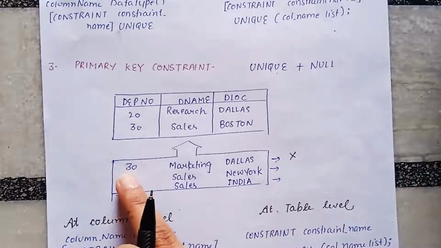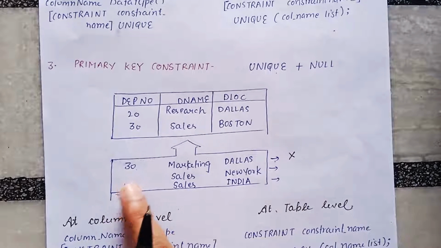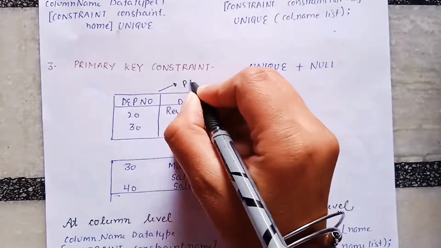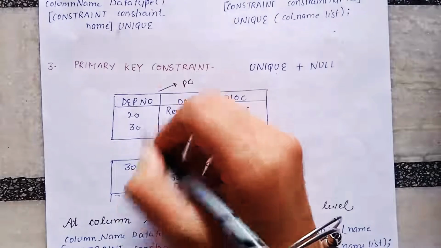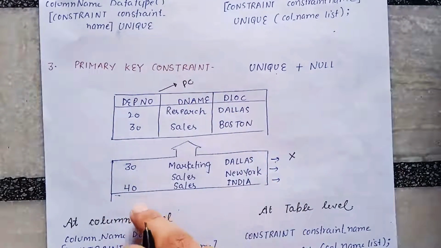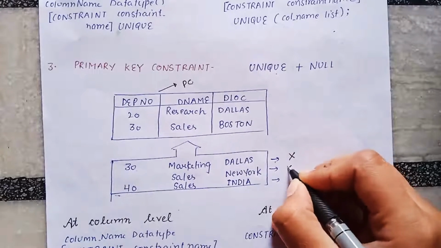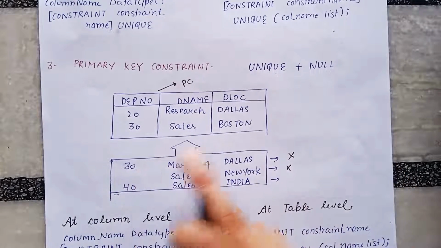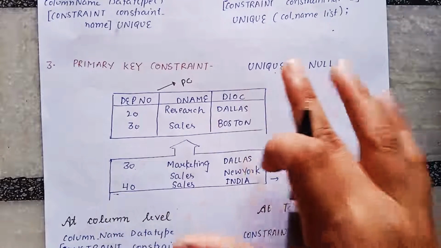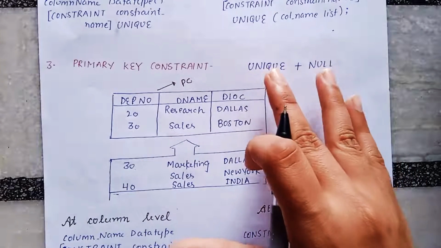Second, if we try to enter a null value here, because we have applied a primary key constraint on this column, it is also not allowed because it is violating the not null constraint, because the value here is null. So both these constraints should be true.